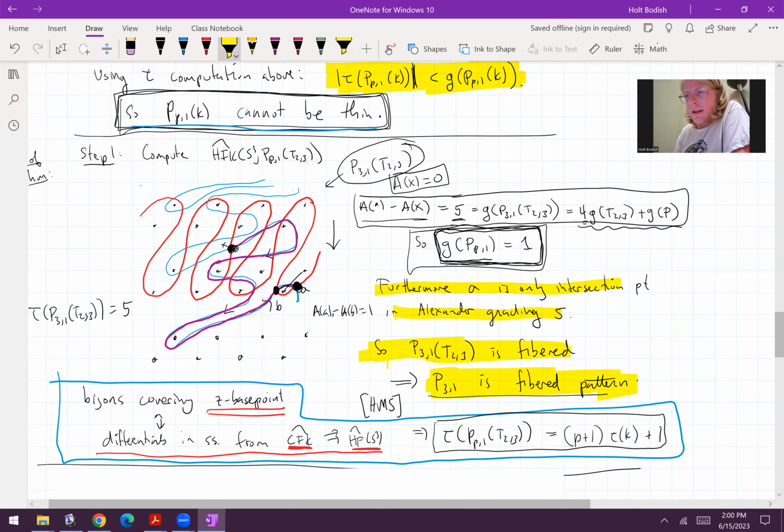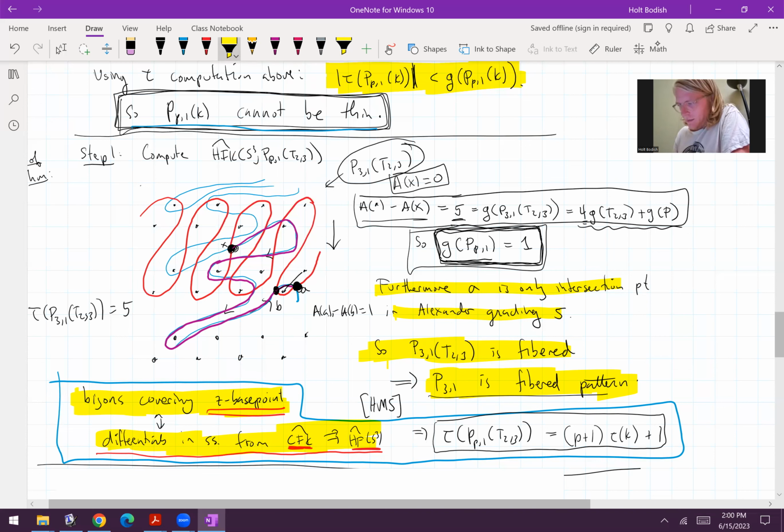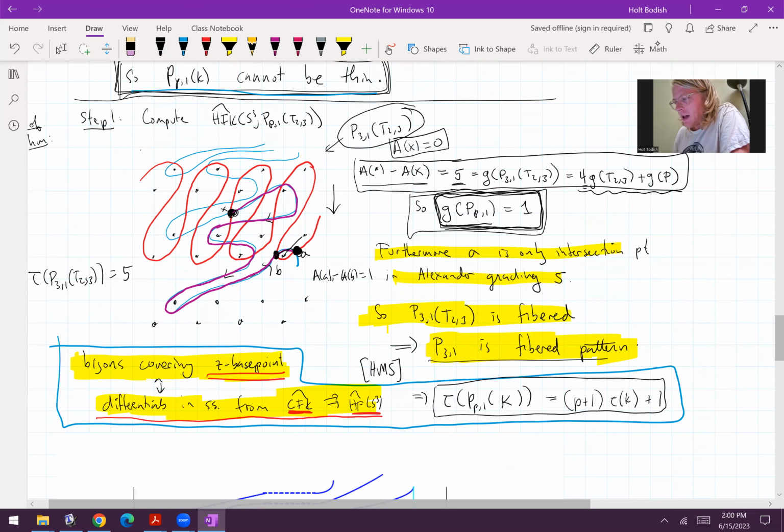There's also work of Chen that says that in this pairing diagram, we can compute tau by considering bigons that cover just the Z base point. And these are going to correspond exactly to differentials in the spectral sequence we discussed from knot Floer homology to the Heegaard Floer homology of S3. And carefully staring at this picture, you can convince yourself that, for example, if tau of K is positive, and epsilon of K is equal to 1, which is what's going on in this picture, for example, the right-handed trefoil, that tau of P sub P1 of K is (P plus 1) times tau of K plus 1.